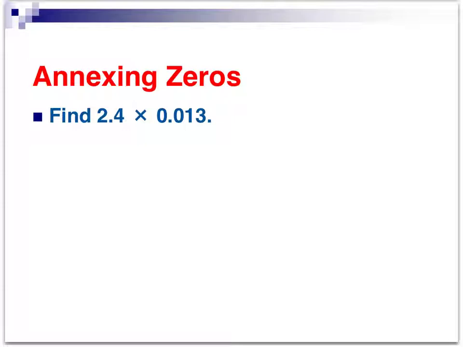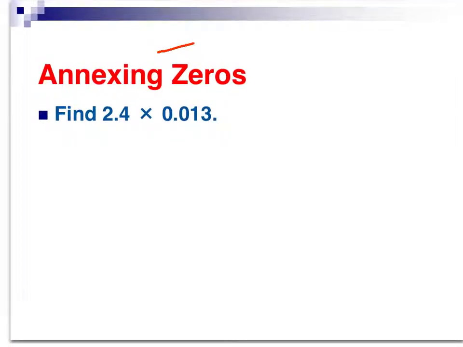In this example, we're going to talk about the concept of annexing zeros. To annex means to add to the end. So what we're going to do is add zeros onto the end of a product. So, taking a look at this example, I'm going to multiply 0.013 times 2.4.